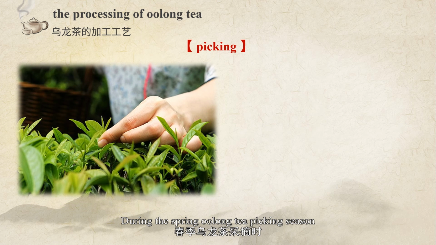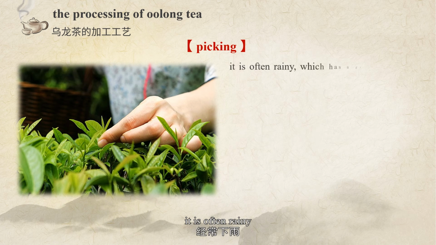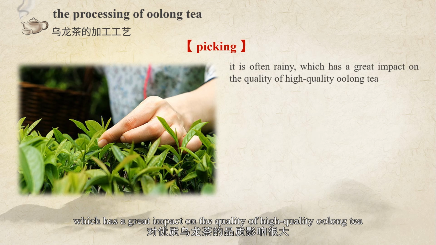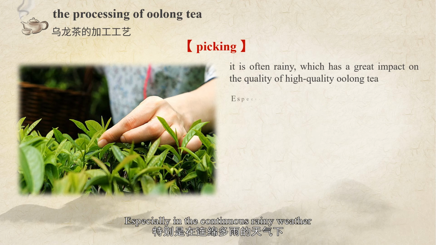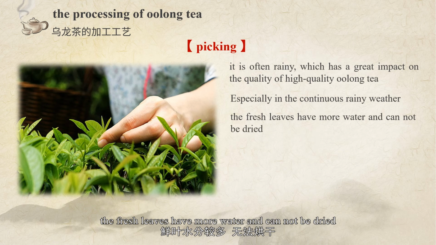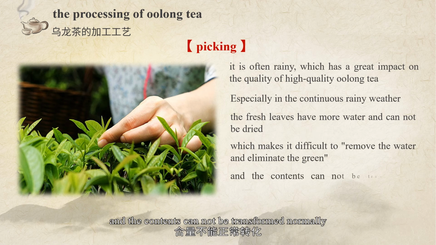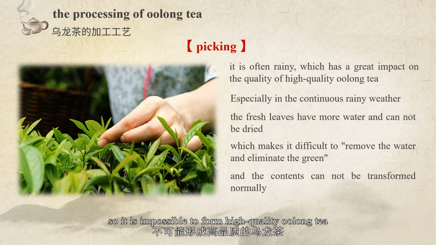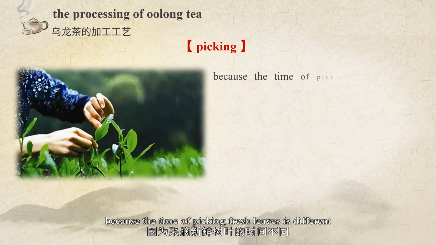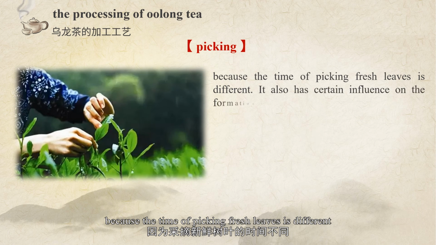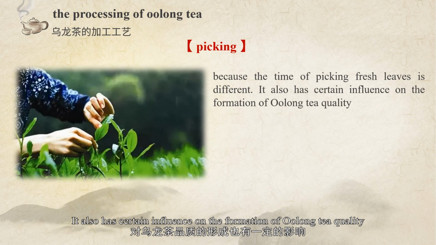During the spring oolong tea picking season, it is often raining, which has a great impact on the quality of high-quality oolong tea, especially in continuous rainy weather. The fresh leaves have more water and cannot be dried, which makes it difficult to remove the water and eliminate the green, and the contents cannot be transformed normally. So, it is impossible to form high-quality oolong tea in a day because the time of picking fresh leaves is different. It also has certain influence on the formation of oolong tea quality.